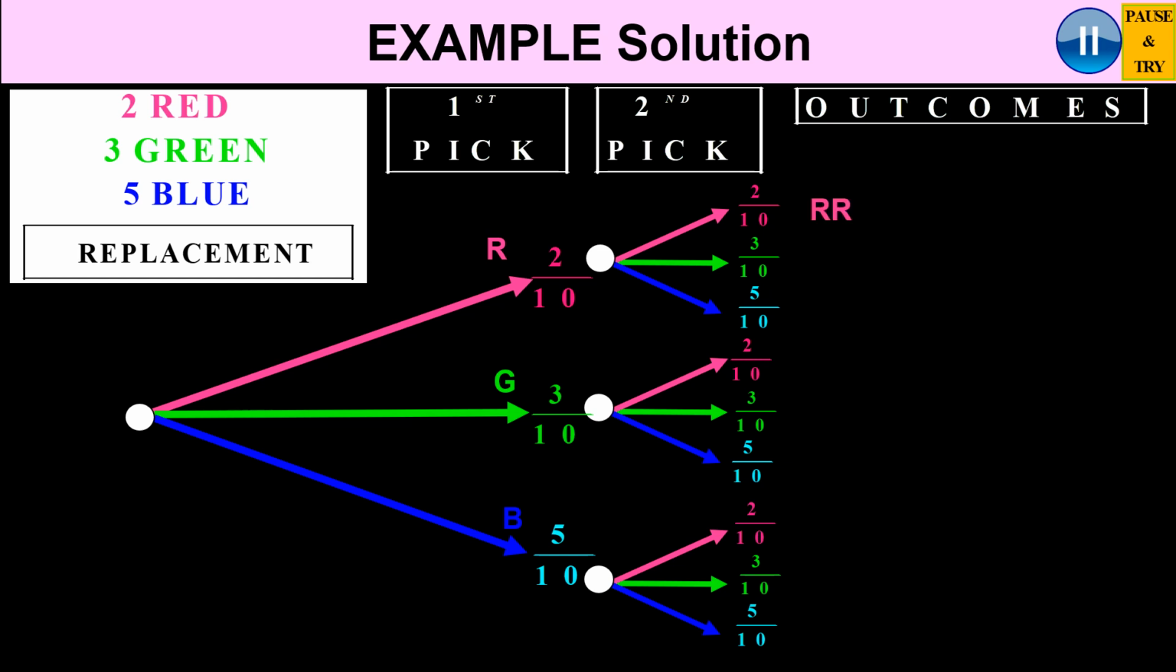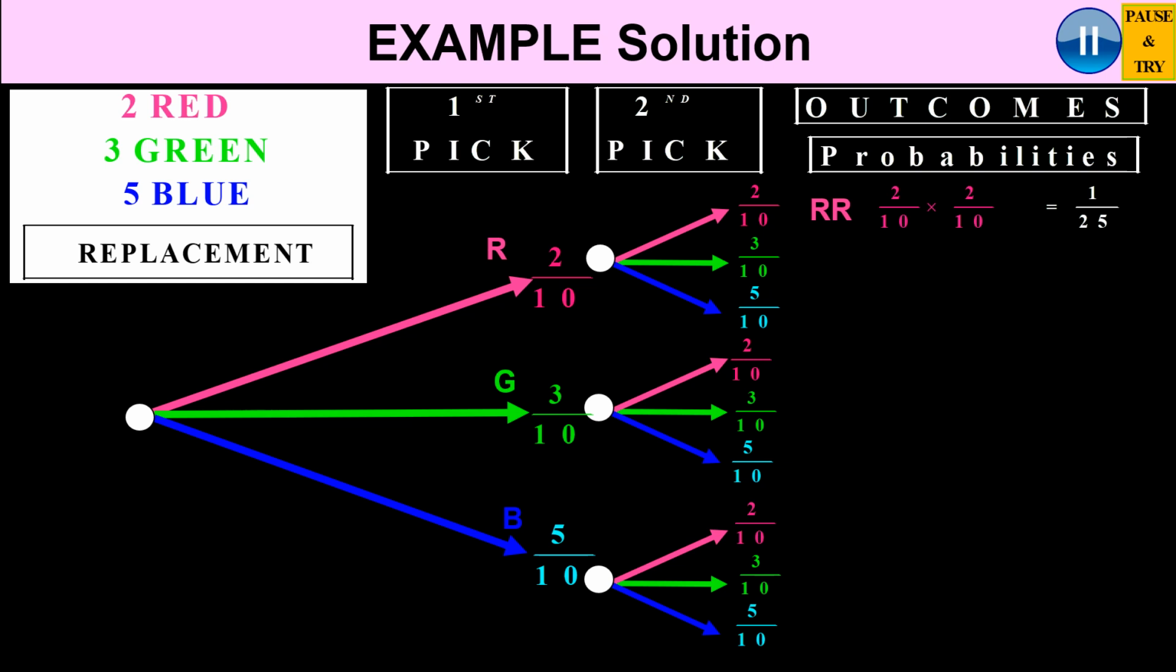So there's the outcome RR, and we just follow the colors, so that's 2 over 10 times 2 over 10, because they are independent events here. So 2 over 10 times 2 over 10 gives me 4 over 100, and 4 over 100 simplified is 1 over 25, right? The next one is going to be a red followed by a green, and that will be 2 over 10 times 3 over 10. I've color coded to make it easier. That gives me 6 over 100, and we simplify that, that's 3 over 50.